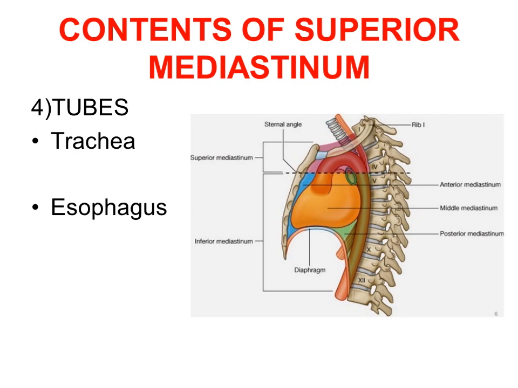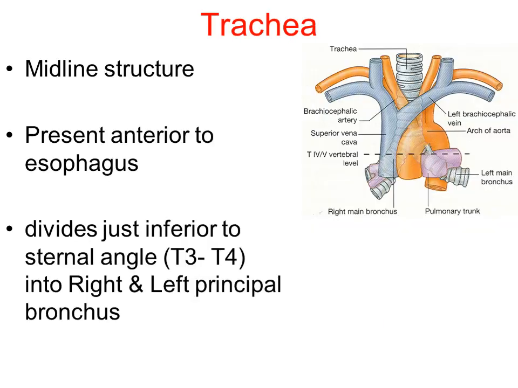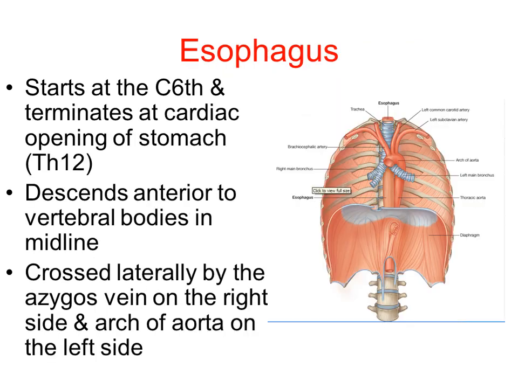Next content after nerves, they are the tubes, which are the midline structures, trachea and esophagus. Trachea is present anterior to esophagus, and it divides at the level of sternal angle into right and left principal bronchus. Then we have esophagus, which starts at C6 vertebra and it terminates at the cardiac opening of stomach, which lies at thoracic 12 vertebra. Level is thoracic 12, T12. And it is crossed laterally by azygos vein on the right side and arch of aorta on the left side.